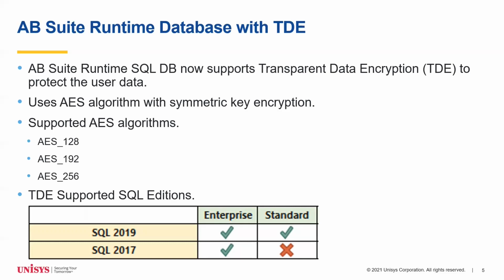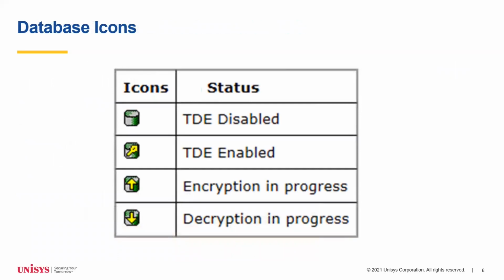From AB Suite 8.0, we are introducing new icons for users to see and differentiate the state of the databases. This icon represents that it's a normal DB without encryption. This icon represents that it's a TDE encrypted database. This icon represents that the TDE encryption is in progress.